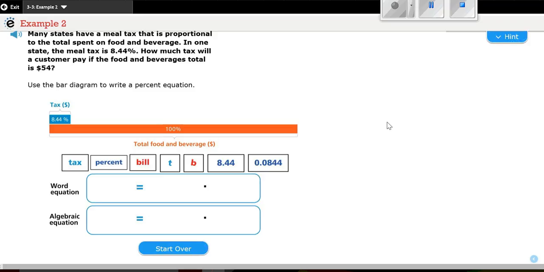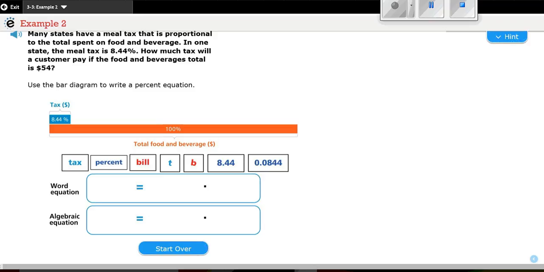Example 2 says many states have a meal tax that is proportional to the total spent on food and beverage. In one state, the meal tax is 8.44%. How much tax will a customer pay if the food and beverage total $54? So, what we want to do here is to figure out, first of all, our equation to this problem.